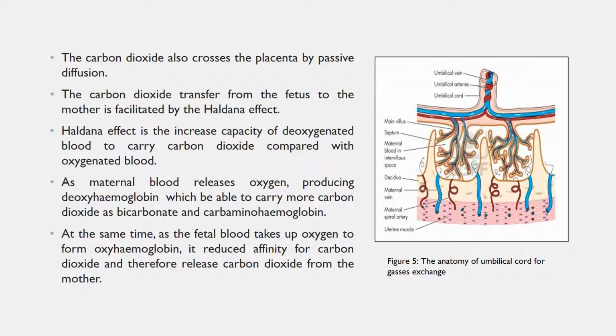As maternal blood releases oxygen, it produces deoxyhemoglobin, which is able to carry more carbon dioxide as bicarbonate and carbaminohemoglobin. At the same time, as the fetal blood takes up oxygen to form oxyhemoglobin, it reduces affinity for carbon dioxide and therefore releases carbon dioxide to the mother.